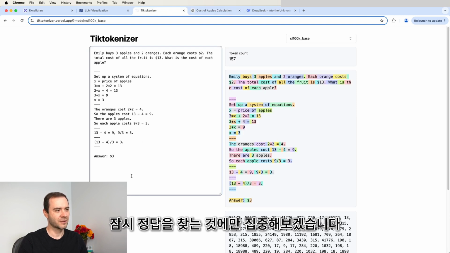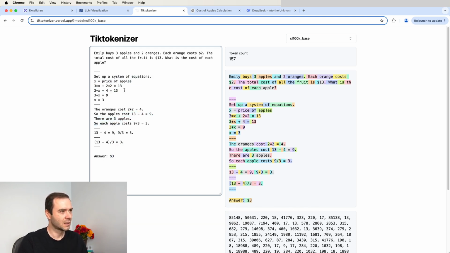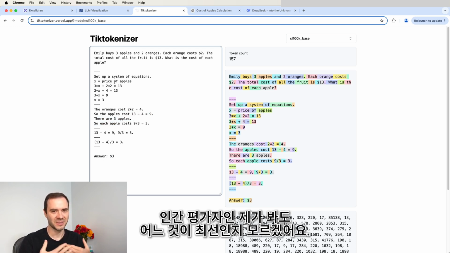So let's, for the moment, focus on just reaching the final answer. If we only care about the final answer, then which of these is the optimal, the best solution for the LLM to reach the right answer? And what I'm trying to get at is we don't know. Me, as a human labeler, I would not know which one of these is best.